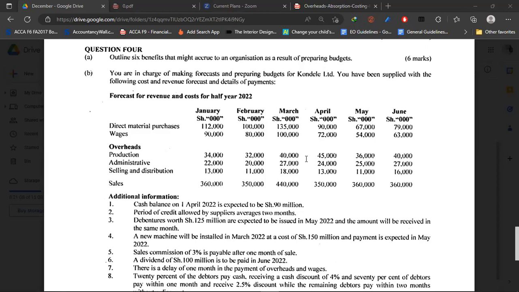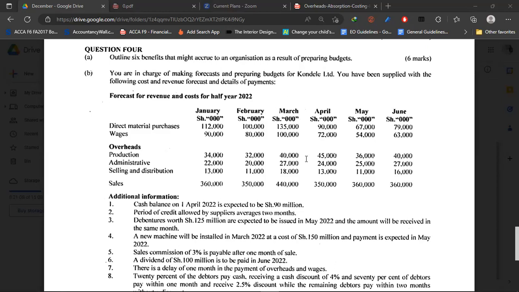Additional information. Cash balance on 1st April 2022 is expected to be 9 million shillings. Period of credit allowed by suppliers averages 2 months. Debentures worth 1.5 million shillings are expected to be issued in May 2022, and the amount will be received in the same month. A new machine will be installed in March 2022 at a cost of 150 million shillings, and payment is expected in May 2022. Sales commission of 3% is payable after 1 month of sale. A dividend of 100 million shillings is to be paid in June 2022.